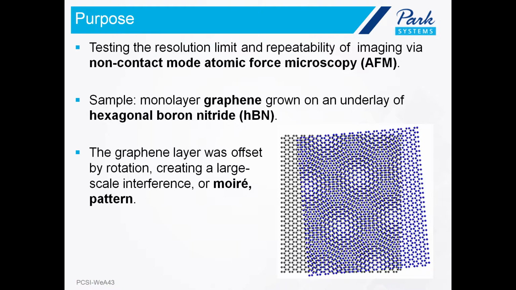So again, the purpose of this was to test the resolution limit and repeatability of imaging via non-contact mode atomic force microscopy. Again, the monolayer graphene here was grown on an underlay of HBN. And before we go to the data, again, the moiré pattern was created when the graphene layer was offset by rotation on top of the HBN. And here is that diagram again showing the superlattice constant, the honeycomb pattern of the superlattice moiré fringe. All right, now the results.